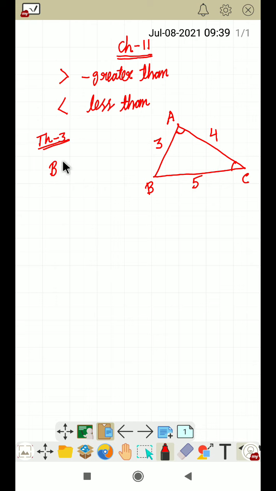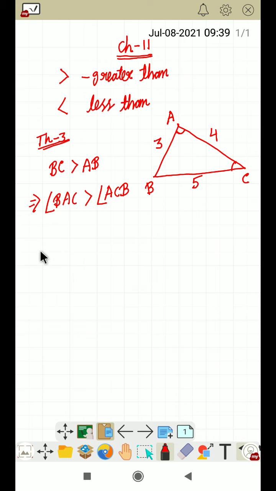That is, here BC is greater than AB. That's why the opposite angle of BC, angle A, is greater than the opposite angle of this AB, that is angle ACB.